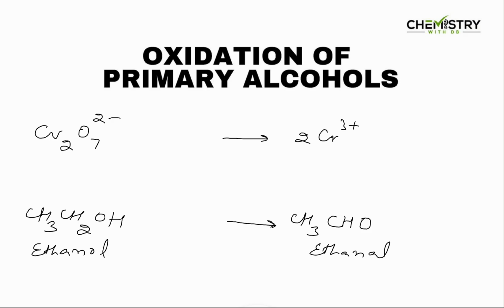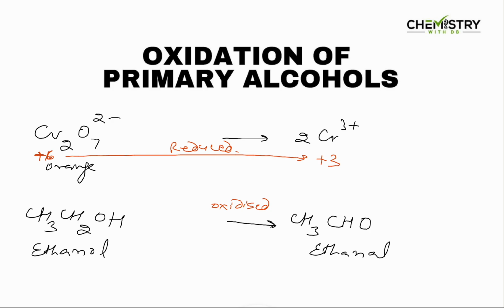Dichromate ions are orange in color, and here you can see that the oxidation state of chromium is +6. So when this oxidation takes place, +6 chromium goes to a +3 state, so that means it has been reduced. And as a result of this, ethanol, which was going to be oxidized, is oxidized. Now let's see this in terms of half equations.